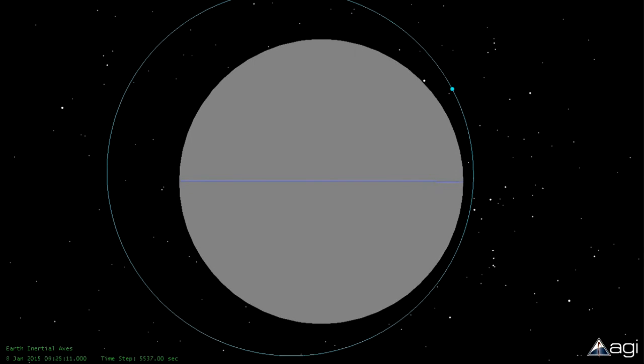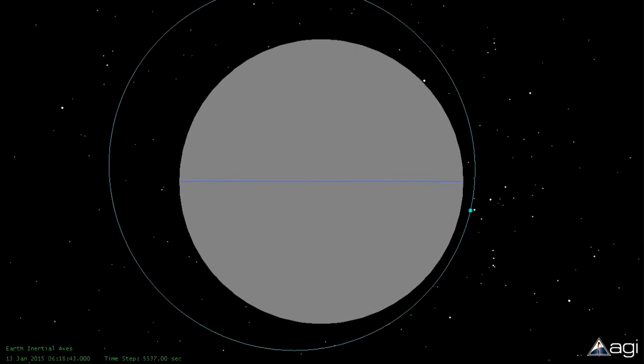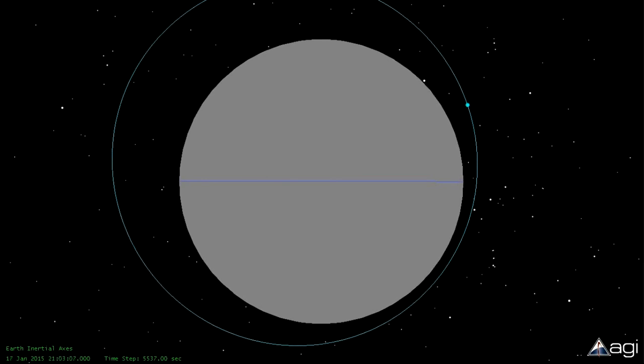Here's what the shift in argument of perigee looks like animated. The argument of perigee starts at the equator and then it heads southward.